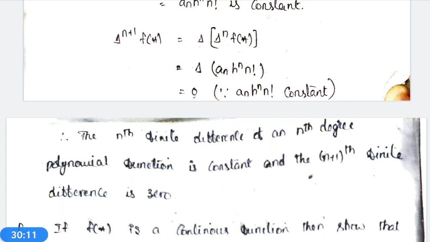Therefore, delta power n f(x) is equal to an into h power n into n factorial is equal to constant say k. Therefore, nth finite difference of an nth degree polynomial is constant. ఆ constant ఎంత అవుతుంది? హైయెస్ట్ పవర్ ఆఫ్ x ఎంత అయితే ఉందో దాని కోఎఫిషియంట్ an, ఆర్గ్యుమెంట్ ఎంత అయితే ఉందో దానికి పవర్ n, h పవర్ n. ఎన్నిసార్లు అయితే ఫైనైట్ డిఫరెన్స్ అప్లై చేస్తామో అంత ఫ్యాక్టోరియల్, అంటే n ఫ్యాక్టోరియల్. సో Δⁿ f(x) ఈజ్ ఈక్వల్ టు k వచ్చింది.